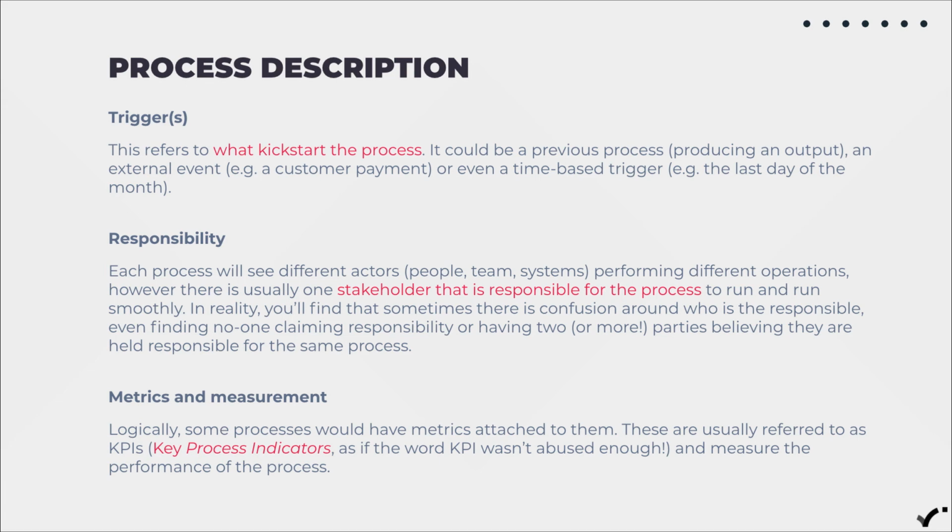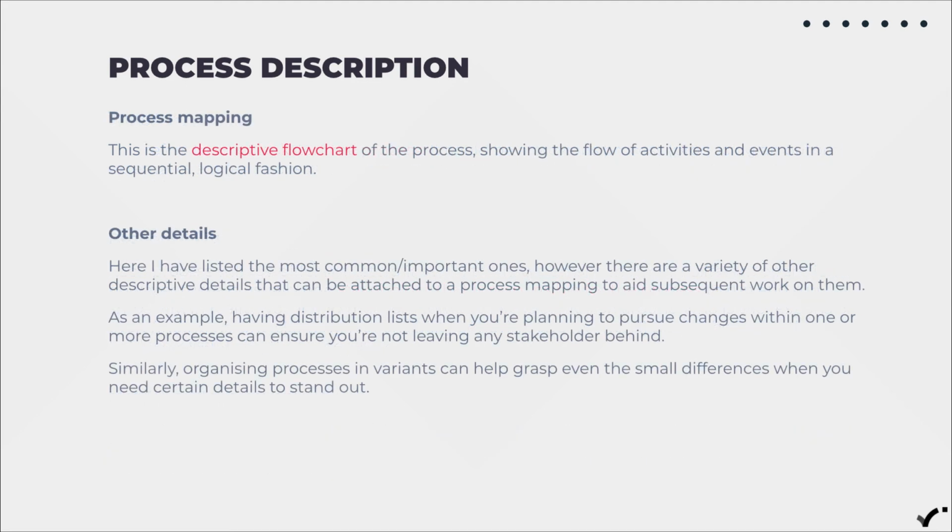Then you will look at metrics and measurements. You want to understand what the KPIs, or the key process indicators, are that describe a process. The important thing is that these are important to monitor that particular process, making sure that the process is efficient or that the process is effective. So you can think of many different KPIs. Again, this is outside the scope of this presentation, but there's plenty of material available for free on the internet. Then we have the process mapping.